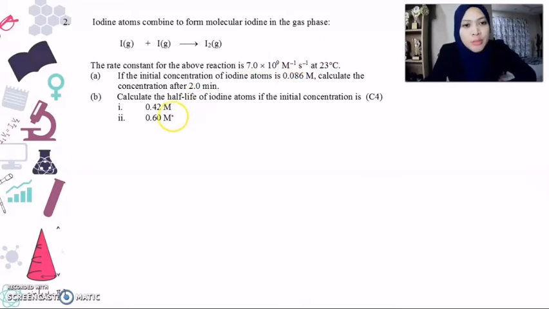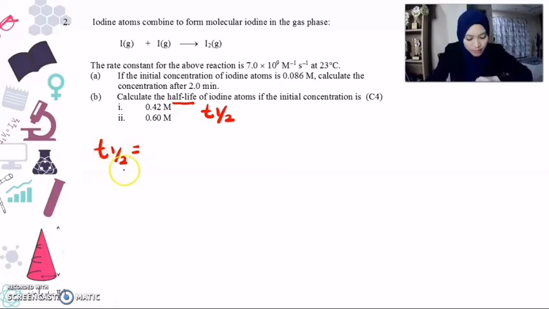We continue with part B. The question asks you to calculate the half-life. This is the symbol of half-life of iodine atom if the initial concentration is 0.42 molar. So we know that it is second order, so we already have the formula of t half for second order, which is 1 over k I naught.